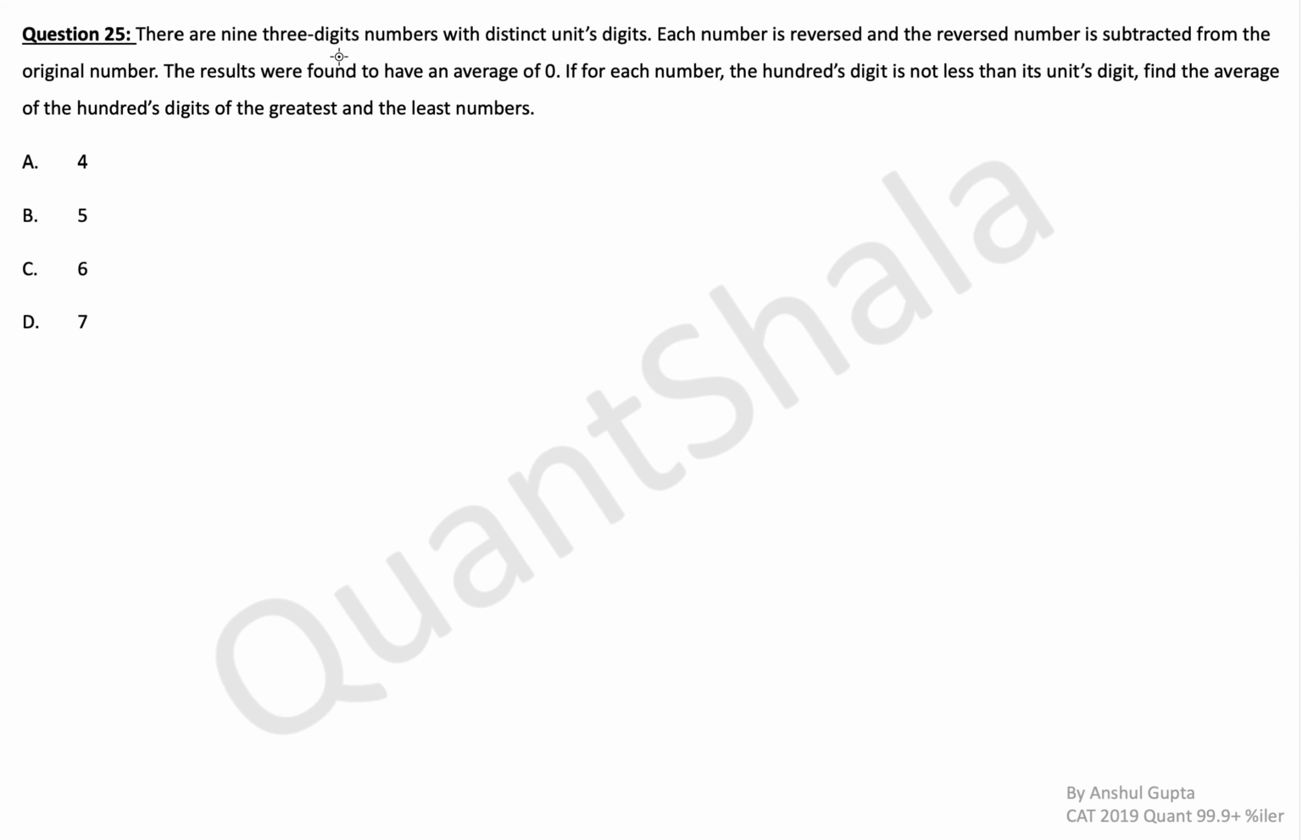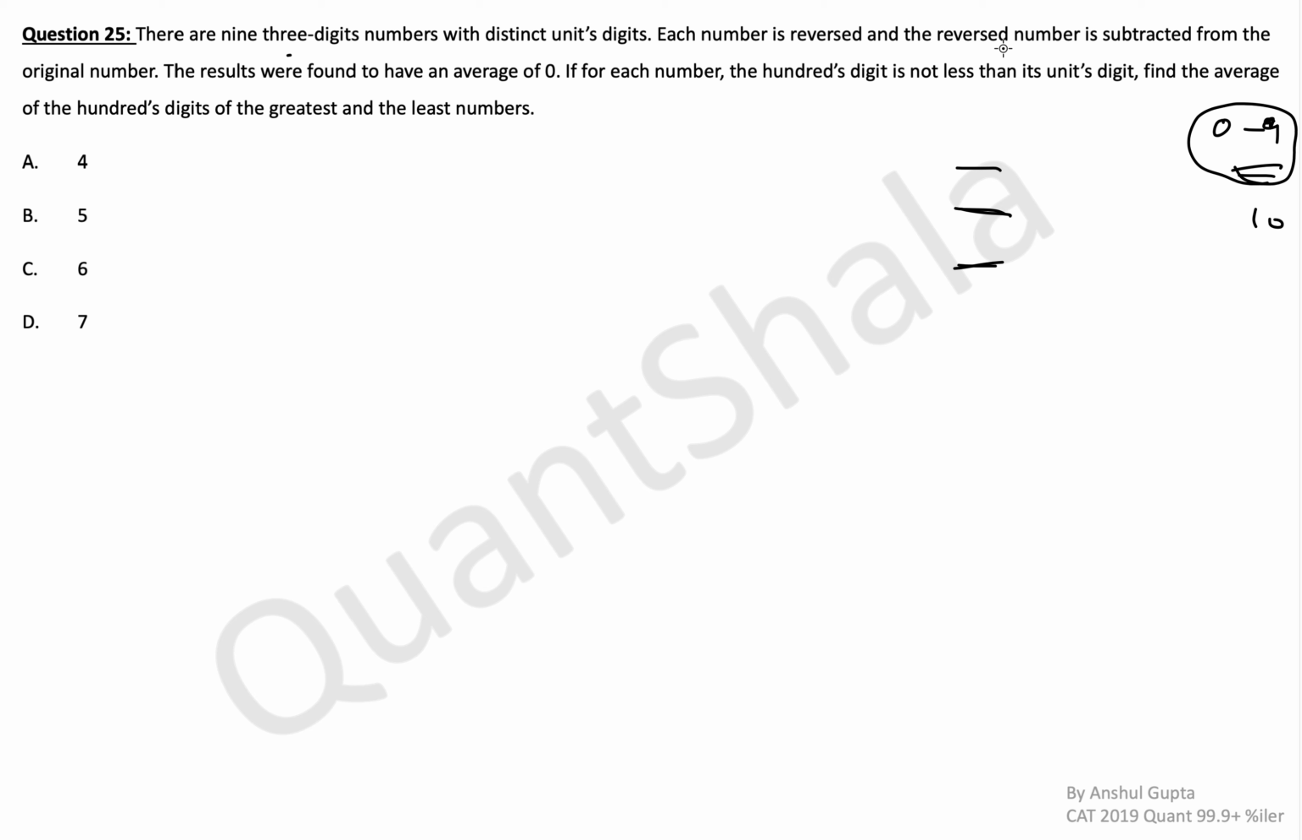This is basically just a basic logic question, nothing else. There are 9 3-digit numbers with distinct units digits. Okay, there are 9 3-digit numbers, and the units digit, the ones digit, for all of them is unique. That means how many digits are there in total? 0 to 9, 10 digits. So if there are 9 3-digit numbers with distinct unit digits, that means we are covering 9 out of these 10 digits in the ones digit.